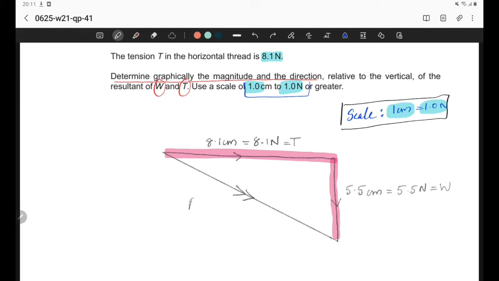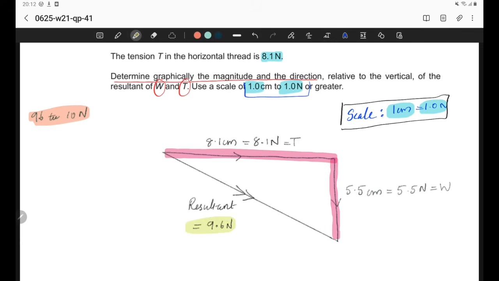So this third side is the resultant vector, and in order to know how many Newtons it is, you have to take a ruler and measure this length. So you will get 9.6 centimeter. So 9.6 centimeter is nothing but 9.6 Newton. You can get an answer in the range 9.6 to 10 Newton. If your answer is in between this range, you will get full mark.